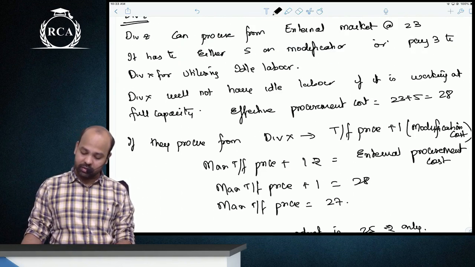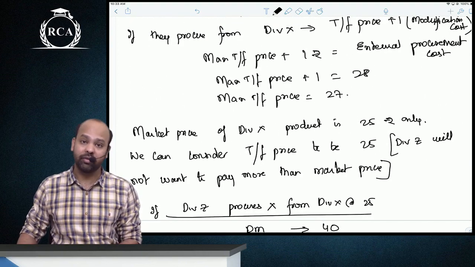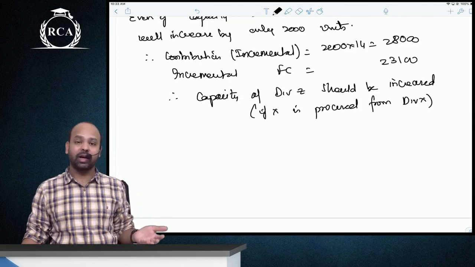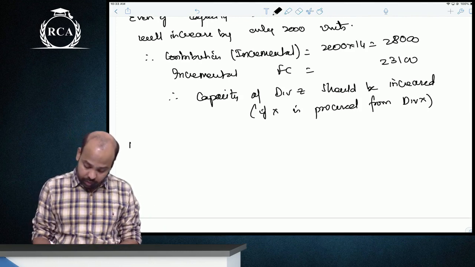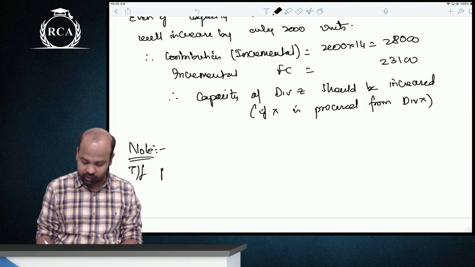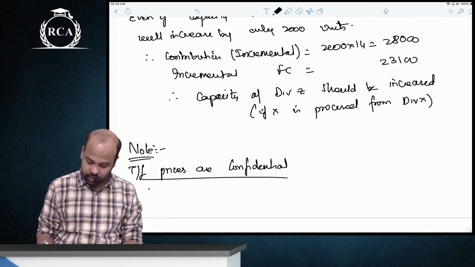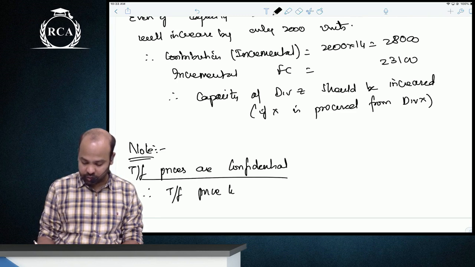यहाँ पे याद रखना, though the maximum transfer price is 27 rupees, division Z might pay only 25 rupees because that is the external market price for division X as well. Note, transfer prices are confidential, so division Z will not complain. Therefore, transfer price to division Y is 24, obviously वरना दोनों लड़ लेंगे ना, and division Z is 25.